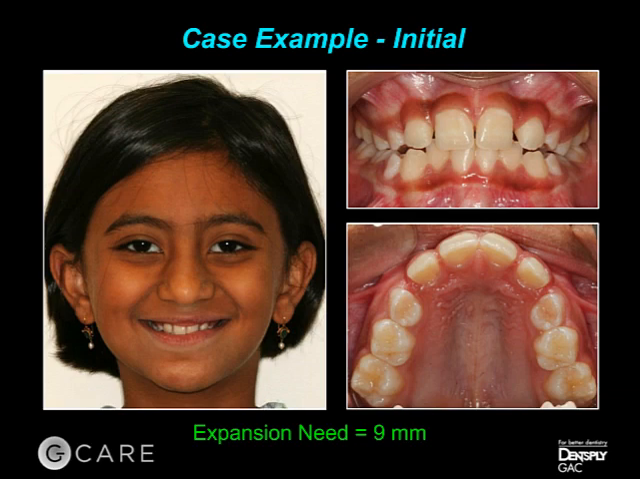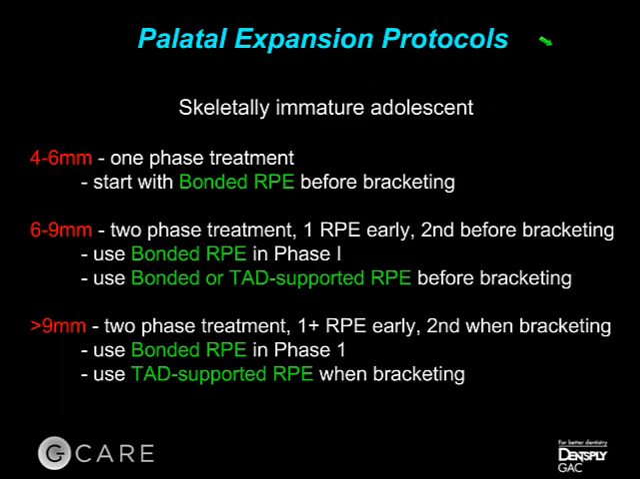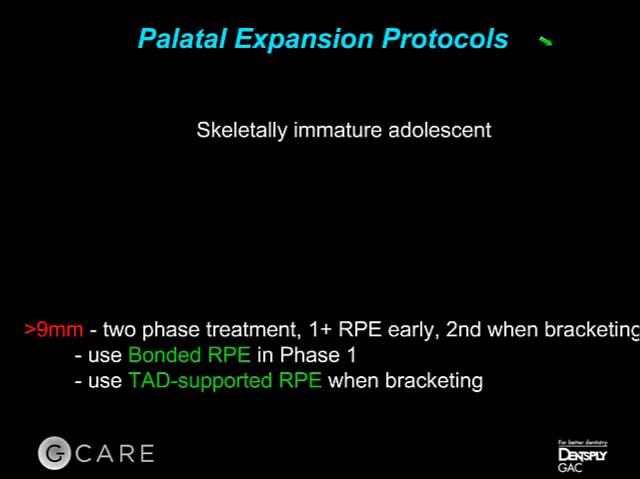So for a final case example, this is Ritu, and when she came in, her measurement need was 9 millimeters. Once again, I want you to look at those posterior teeth and see the extreme inclination of those lower posterior teeth. Okay? No crossbite dentally, skeletal crossbite is present. So if we look at our protocols, she would fall into this category, needing 9 millimeters of expansion, which is 2-phase treatment, 1 early, second 1 bracketing. And this is exactly what we did.